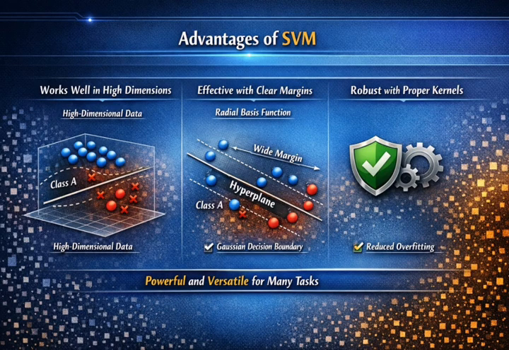Next, advantages of support vector machine. Support vector machines are powerful because they work well even in high dimensional spaces. They are effective when classes are separable and can be robust to overfitting if we choose the right kernel and regularization parameters. This makes them suitable for text classification, bioinformatics, and image recognition.